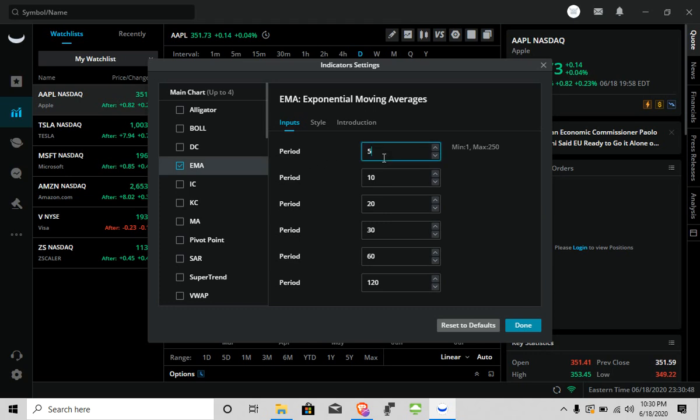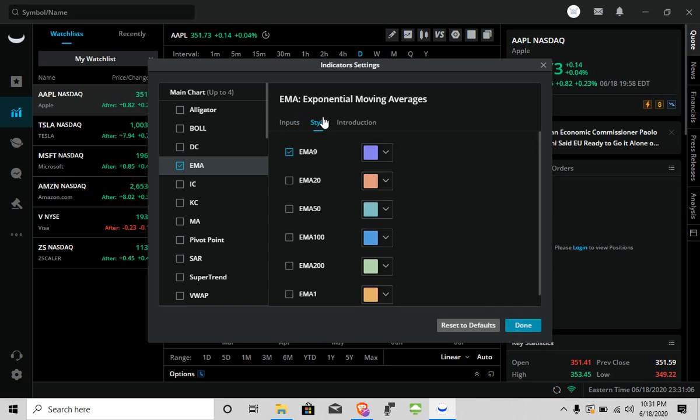Now the periods that I like to use are the 9-day, the 20-day period, the 50, the 100, and the 200. These are the main indicators that stocks like to bounce off of when it comes to testing support levels, and so I just find that they work significantly well.